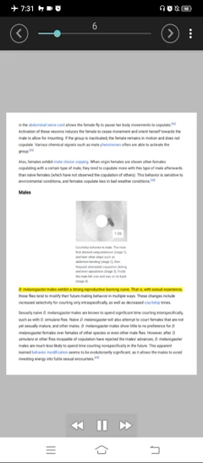D. melanogaster males exhibit a strong reproductive learning curve. That is, with sexual experience, these flies tend to modify their future mating behavior in multiple ways.